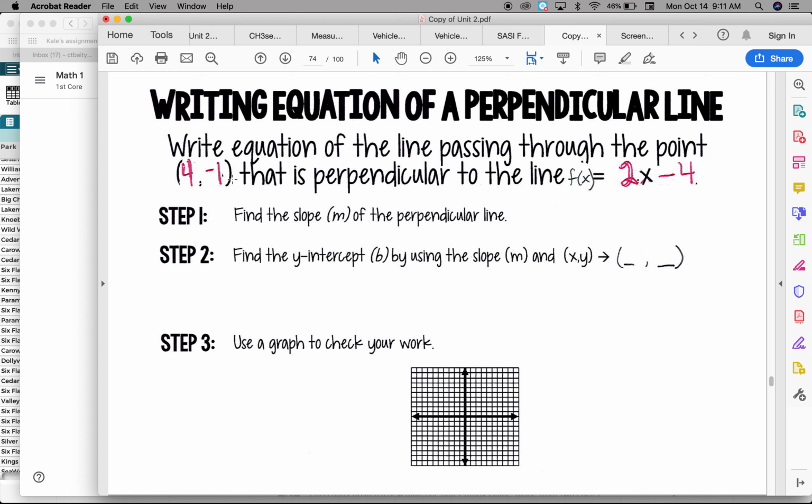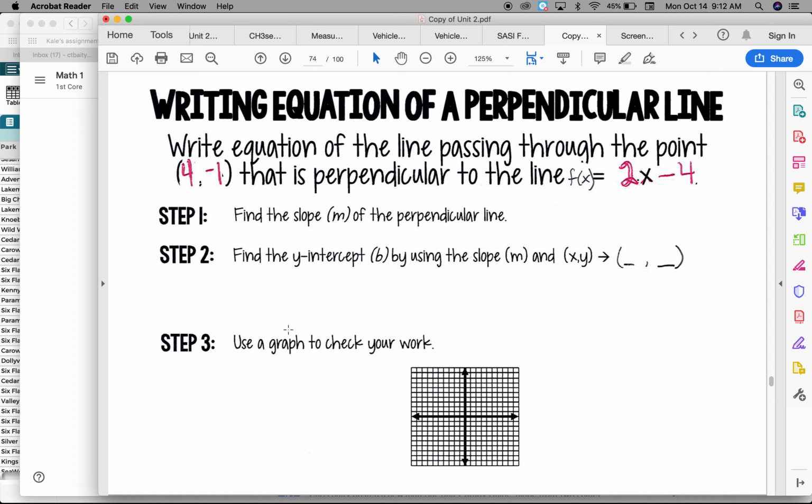And we just plug in y equals mx plus b with our new point. And that is going to give us -1 equals -1/2 times 4 plus b. -1/2 times 4 is going to give us -2 plus b. And we're going to add 2 to both sides, and that's going to give us b equals 1. So our new equation is y equals -1/2 x plus 1.